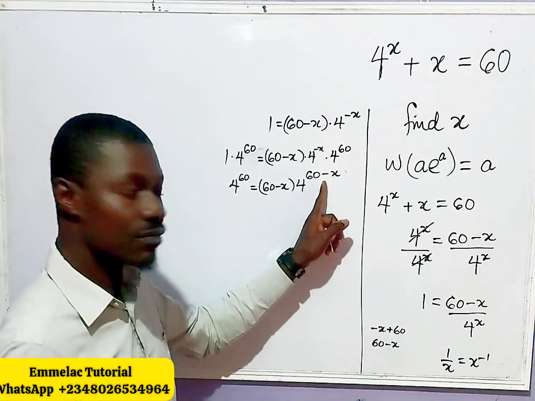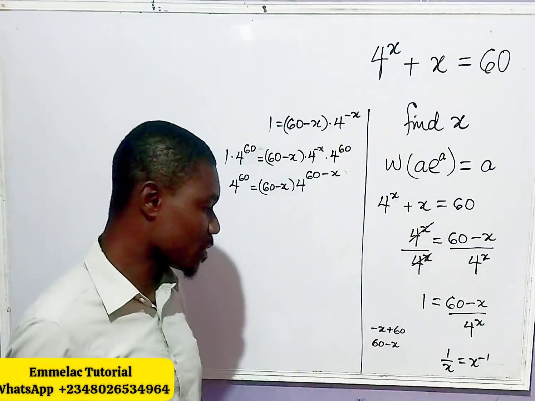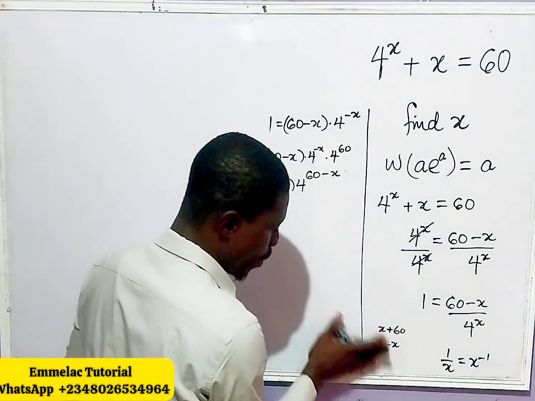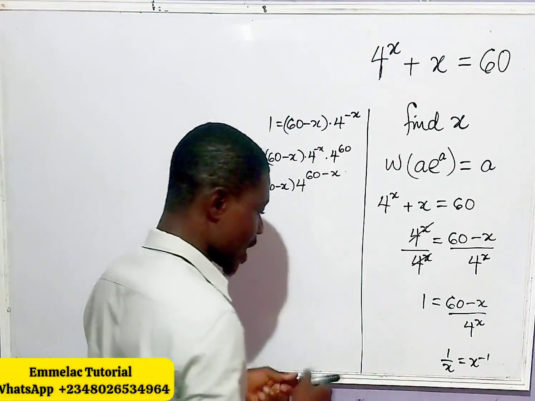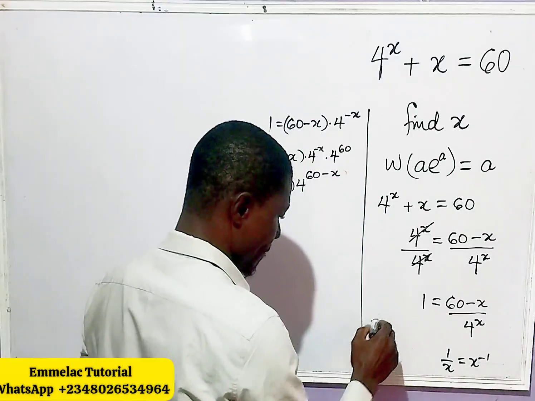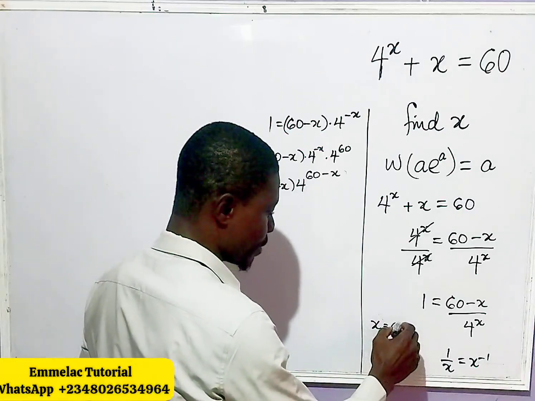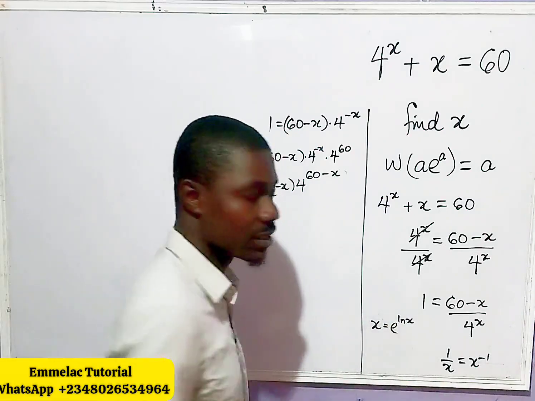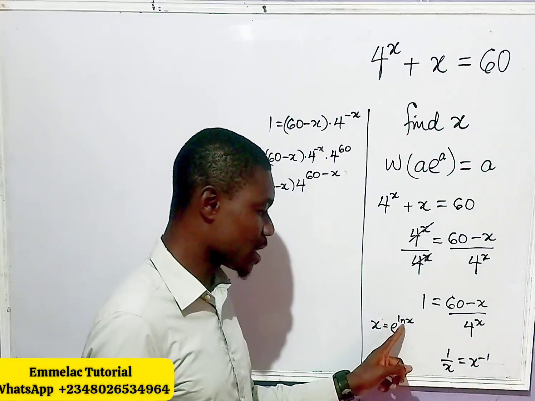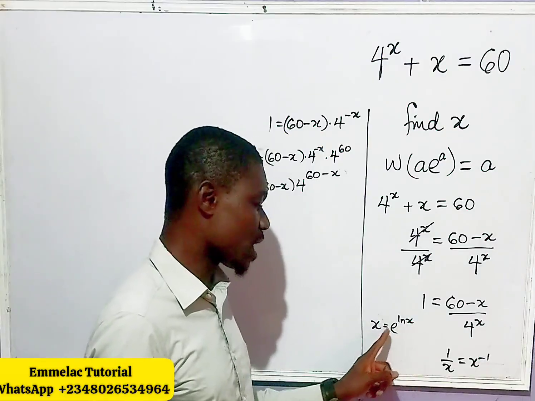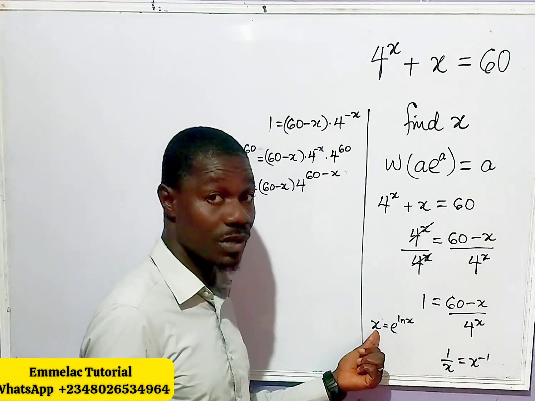Now you can see we now have this and this. Now let us see, we will introduce our exponent e. Let us recall that if you have a variable, let's say x, this can be e raised to the power of ln x. This is because when an exponent raises a natural log of a variable, the answer is the variable itself.